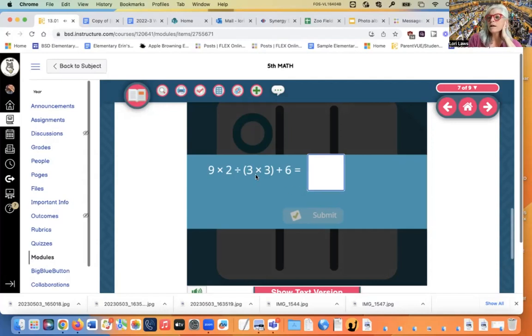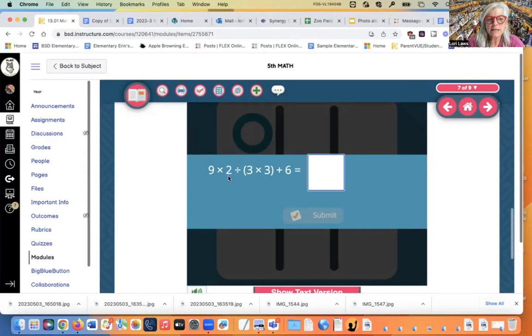Here we go again. Luis, what are we going to start with here? Eli, what do we start with here? PEMDAS. We start with the P, which is the parentheses. So the first thing we do is 3 times 3 is 9. So then we have to remember the 9, jot it down, and then we have to do multiplication.